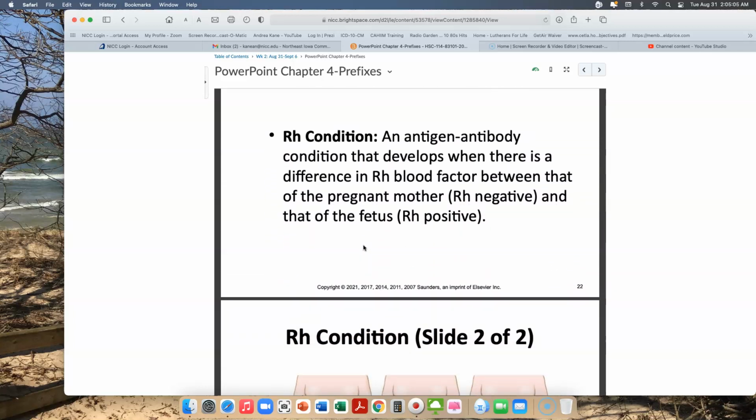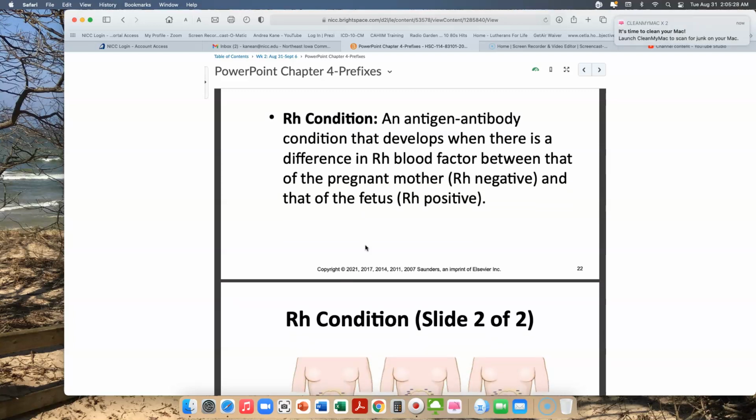Rh condition is an antigen-antibody condition that develops when there's a difference in Rh blood factor between that of the pregnant mother when she's Rh negative only. If the mom's Rh positive, you don't have any concerns. But if the mom is Rh negative, and that of the fetus could be Rh positive, that's when you're going to have this Rh condition, antigen-antibody reaction. So let's see here.